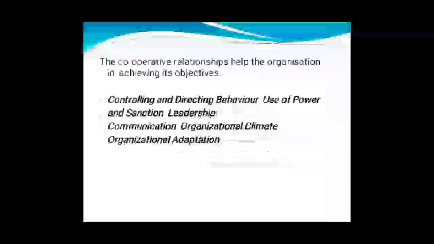levels. The cooperative relationship helped the organization in achieving its objectives. Controlling and directing behavior, use of power, sanction leadership, communication, organizational climate, organizational adaptation. So let us understand that the cooperative relationship, that is a cordial relationship in the organization, will definitely help every employee and the employer to achieve their goal or set objectives.